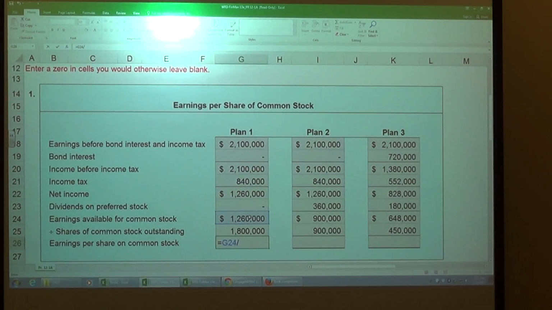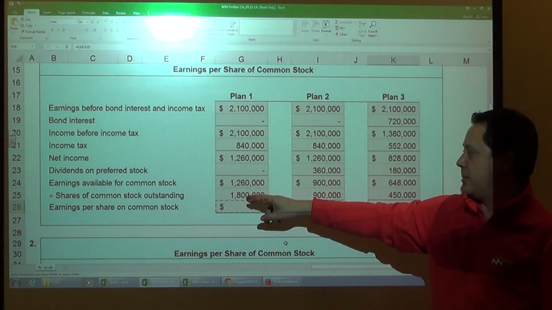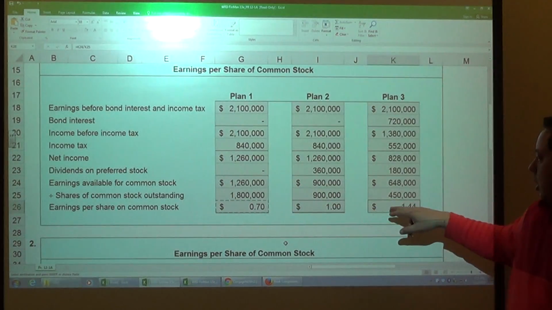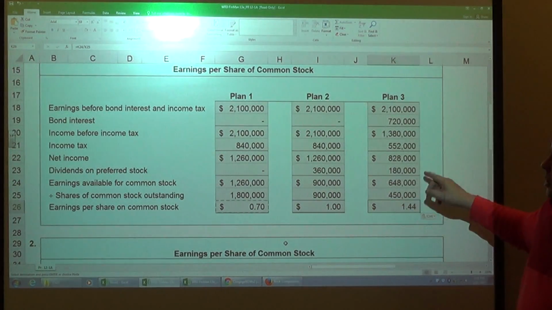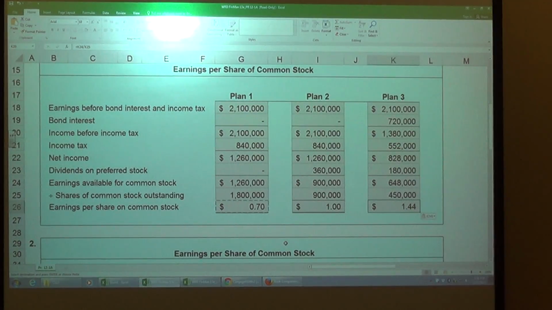And to calculate the EPS, I take that and divide it by the amount of shares that we have as part of that. So we have the earnings divided by the shares. There's the shares there, so $1.44. So this looks better for Plan 3, at least for the EPS side of that. Okay? Now, it does change though when we don't make as much money.